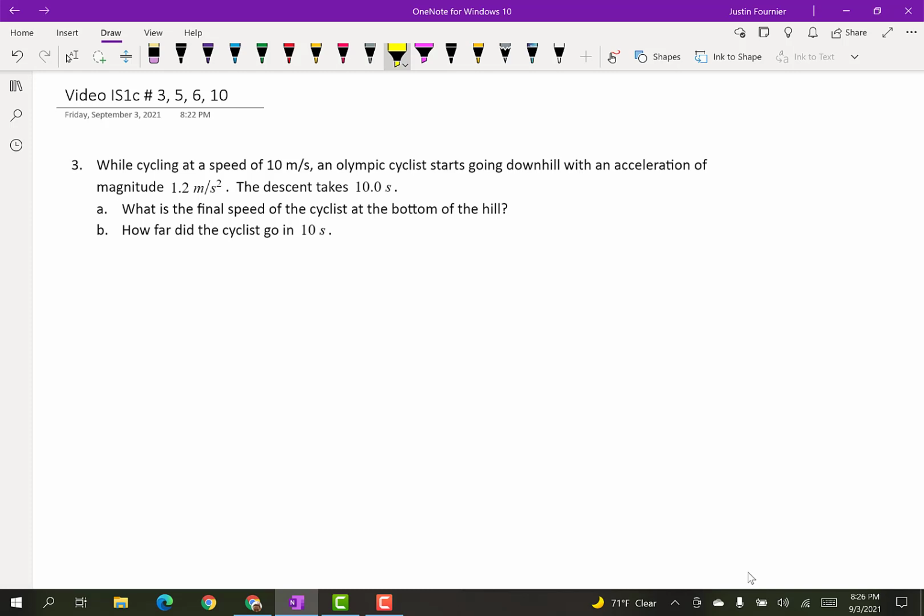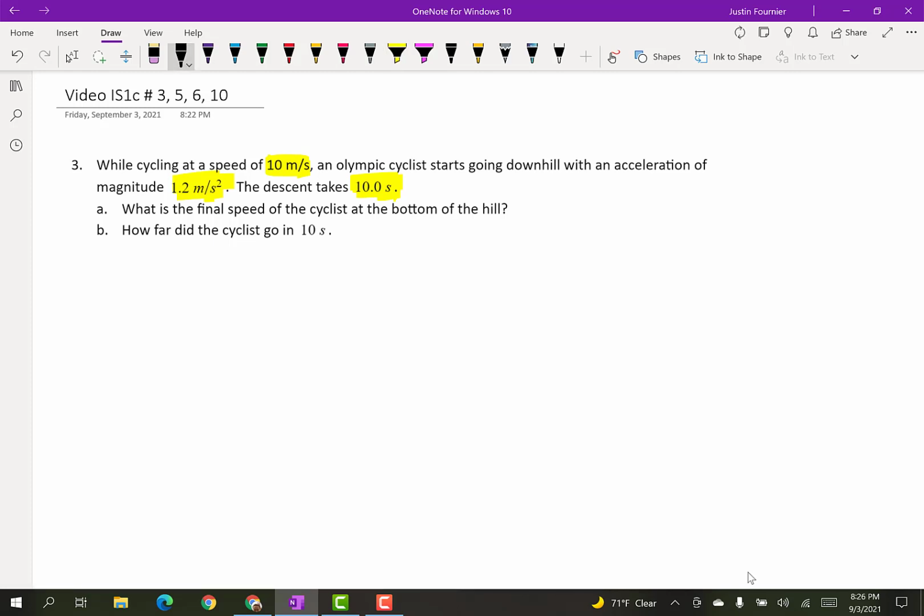Number 3 says, while cycling at a speed of 10 meters per second, an Olympic cyclist starts going downhill with an acceleration of magnitude 1.2 meters per second squared. The descent takes 10 seconds. What is the final speed of the cyclist at the bottom of the hill?